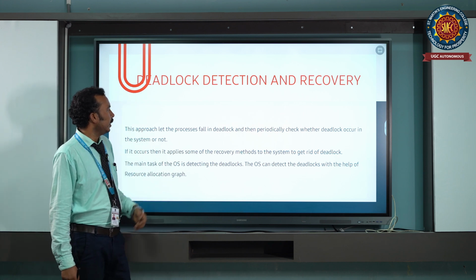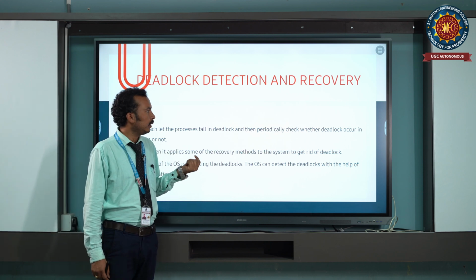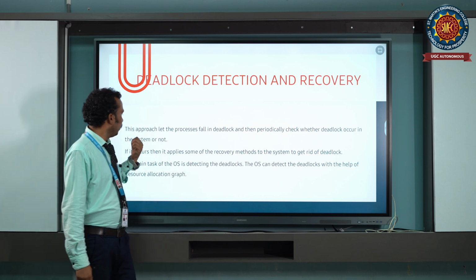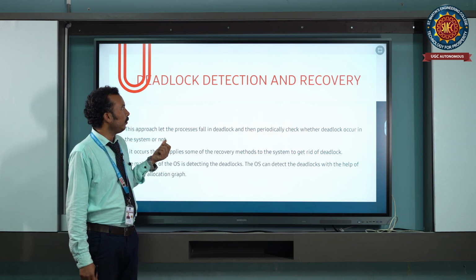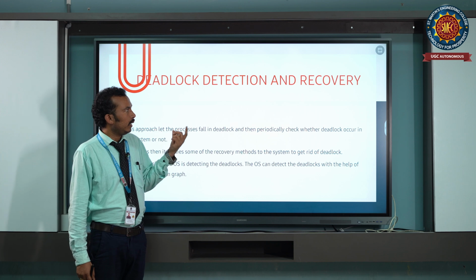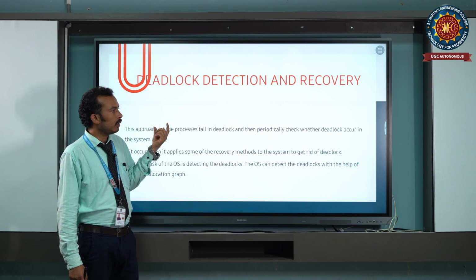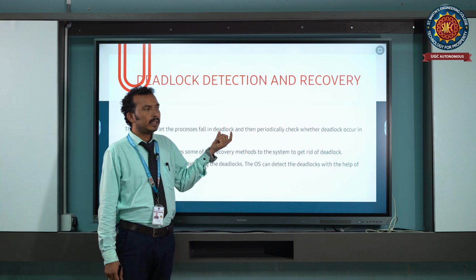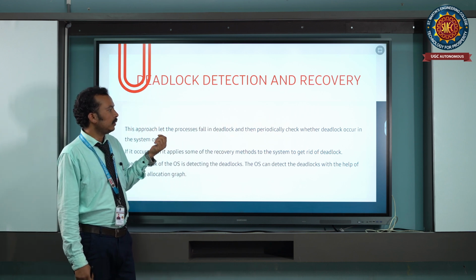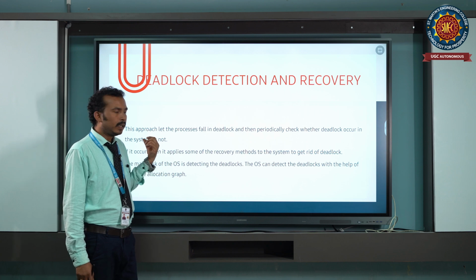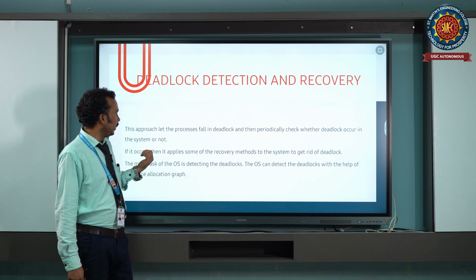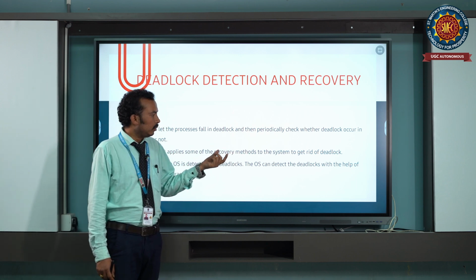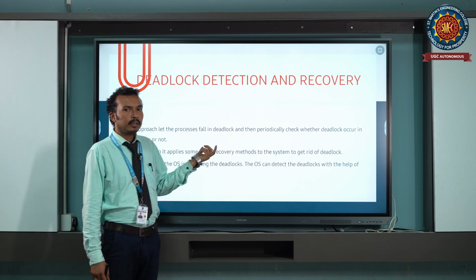This approach lets the processes fall into a deadlock, then periodically checks whether a deadlock has occurred in the system or not. So we can identify that there is a deadlock in the system, then the recovery methods are used, and we come back to that situation and complete the execution. If it occurs, then it applies some recovery methods to the system to get rid of the deadlock.